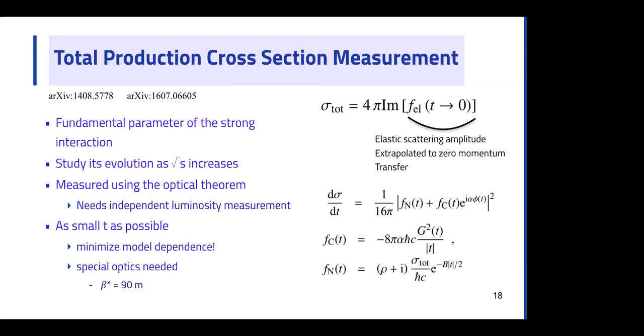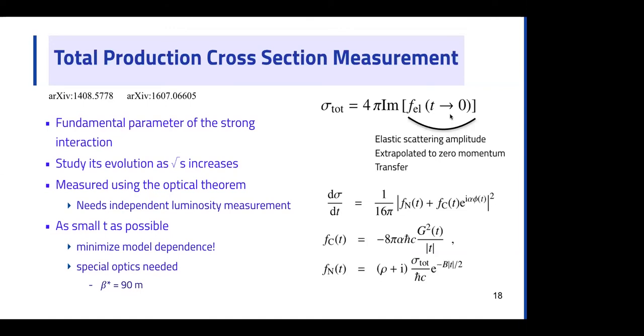The total cross-section is a fundamental parameter of the strong interaction, and its evolution with the energy is an interesting topic. So the way we do the measurement is represented up here. The optical theorem tells us that the elastic cross-section at zero momentum transfer, extrapolated to zero momentum transfer, can give us the total cross-section.